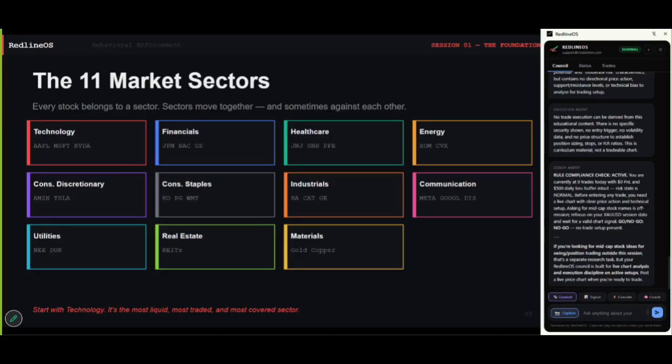The next sector we're going to talk about today is the energy sector. What is the energy sector, you will ask? The energy sector is pretty much oil and gas, right? Oil and gas companies. We have things like ExxonMobil, Chevron, and ConocoPhillips.